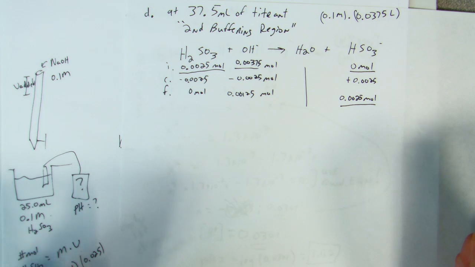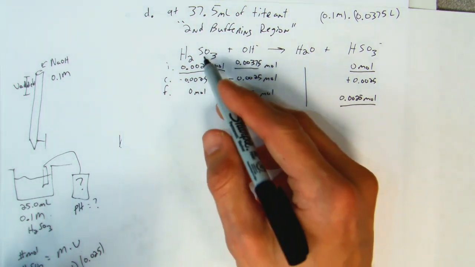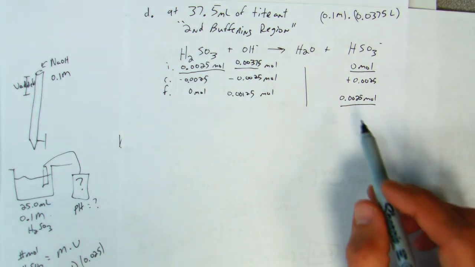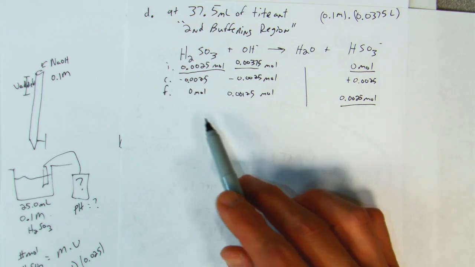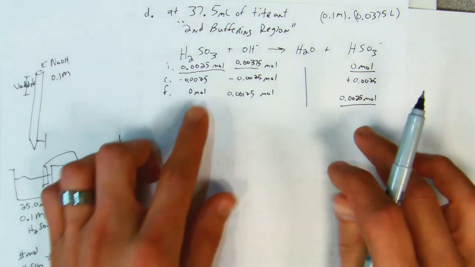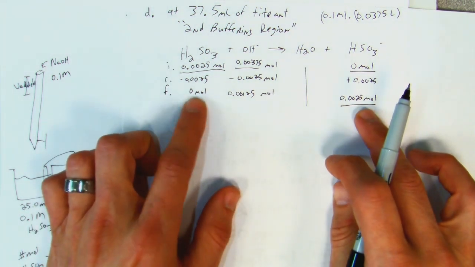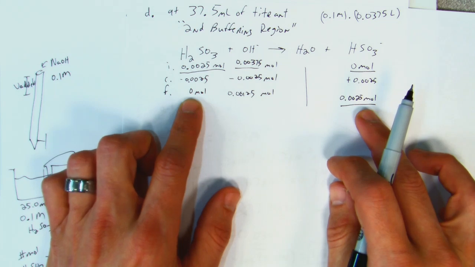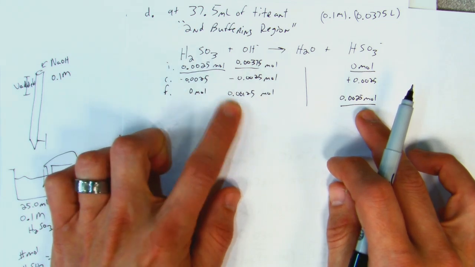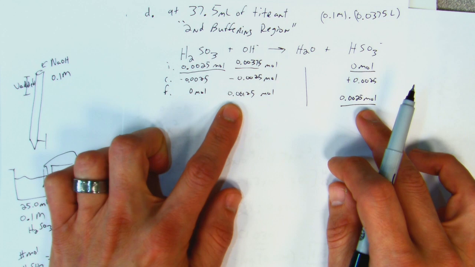So this ICF table looks a little bit different to us, doesn't it? Because now we've run out of this. We made some of its conjugate base, but we ran out of the acid. We no longer have a buffer between these two, because I don't have any of this. And I also still have some strong base.